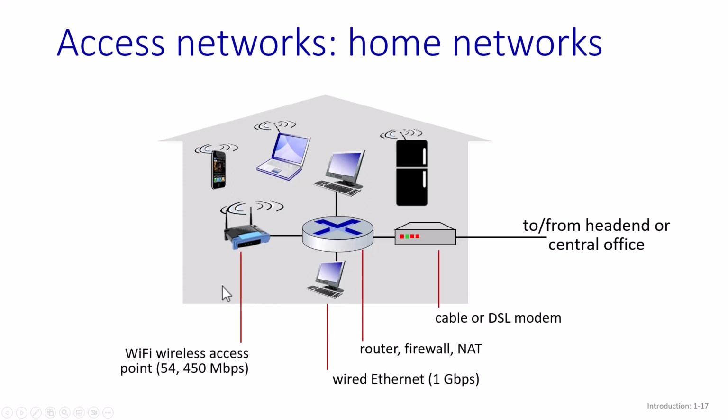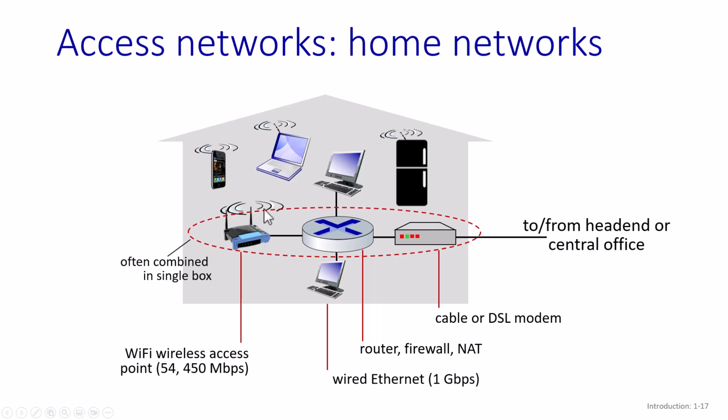And then we may have a Wi-Fi wireless access point, which can achieve speeds up to 450 megabits per second. And we may have our smartphones, our mobile devices, or our laptops, and we may have another desktop, and we may have our smart appliances such as our refrigerator. Now, these devices may now be combined in a single box.